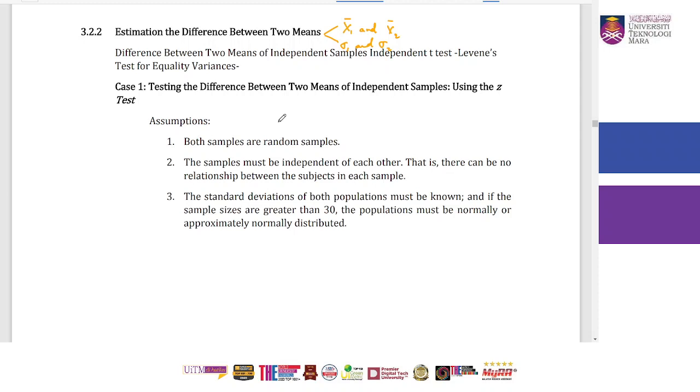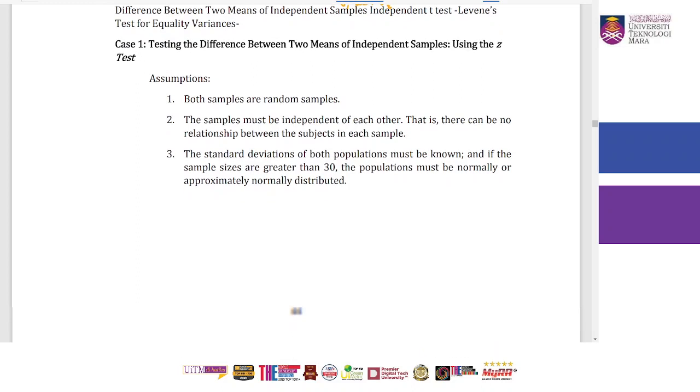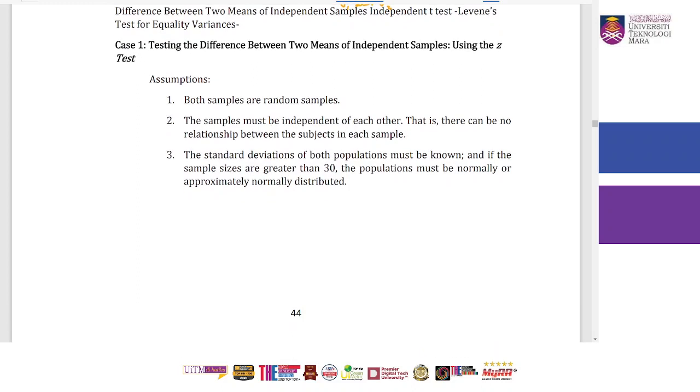So these are some of the assumptions. Both samples are random sample. Kedua-dua sample mestilah dalam bentuk random samples. Okay, apa maksud random sample ni? Just go through the textbook so you boleh faham lah apa maksud random sample. Or just Google apa maksud random samples. Right? And then the sample must be independent of each other. So in this situation right now, we are looking at independent sample.